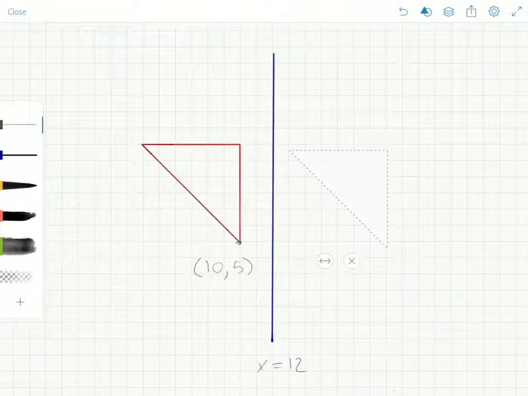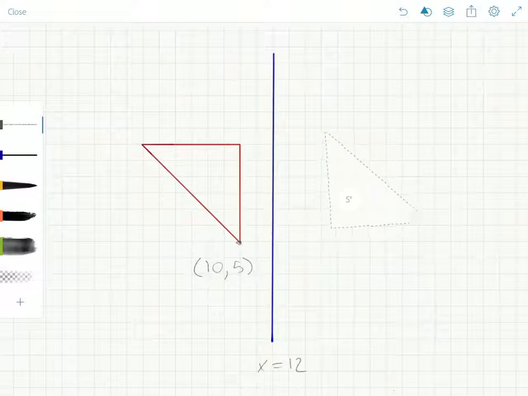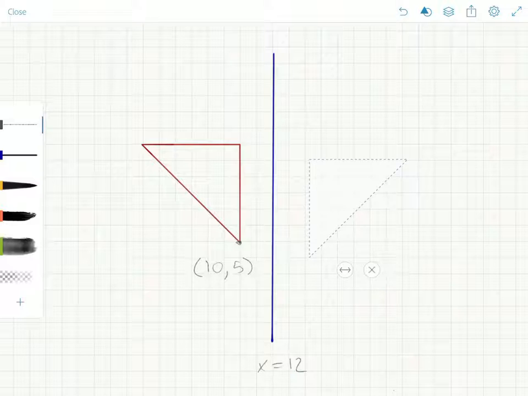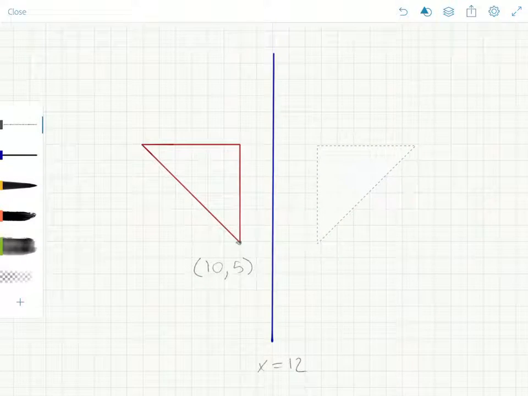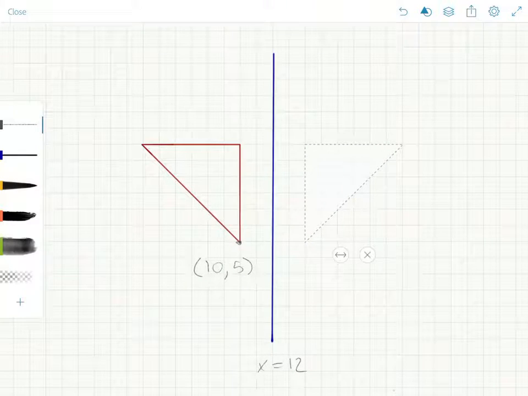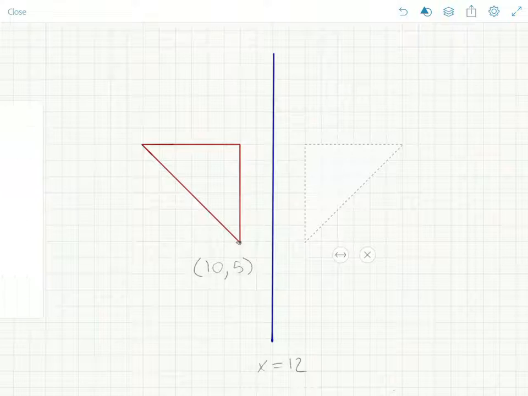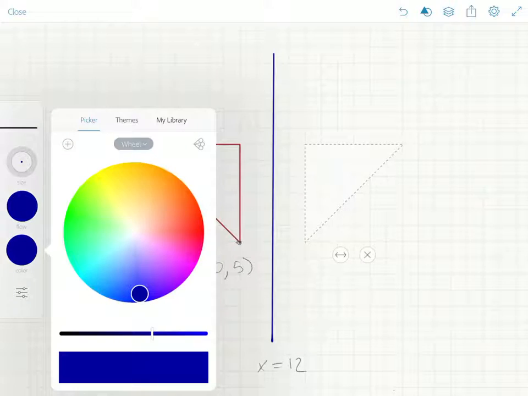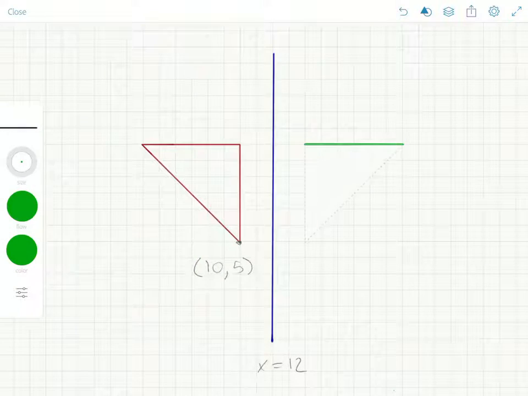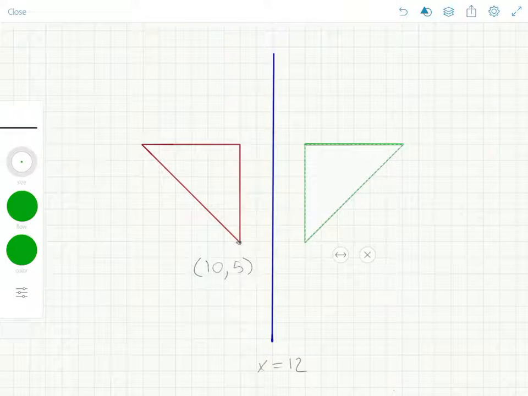So I don't have a reflection tool. I'm going to have to do a rotation to make it look like a reflection. And there, that should be our reflection across the line x equals 12. And let's highlight that with, how about green? Okay.